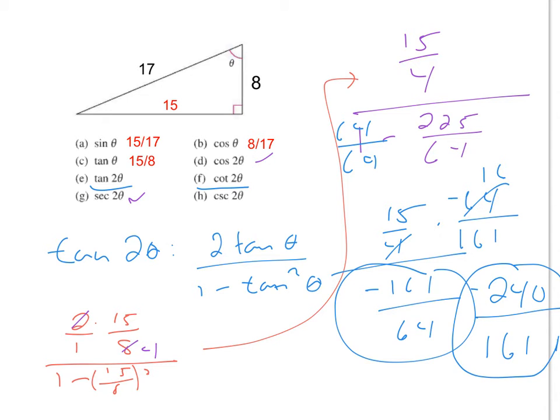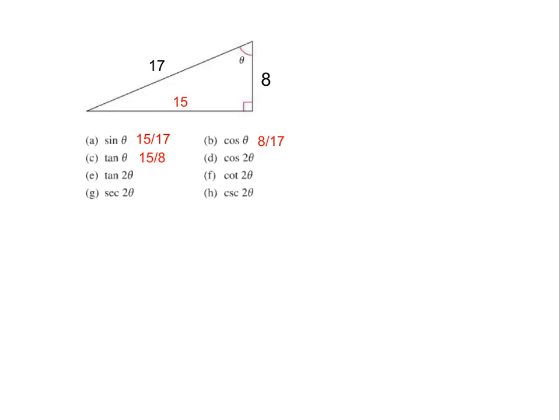And now let's find the cosecant 2 theta. In order to find the cosecant 2 theta, I'm just going to find the sine 2 theta and take the reciprocal of it. I know that sine 2 theta is equal to 2 sine cosine.